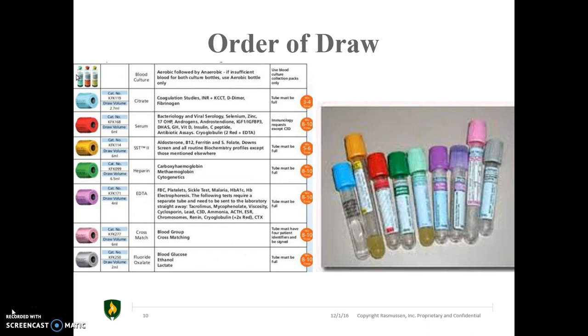When you're drawing by any method, it's extremely important to make sure you follow the order of draw. The reason is to prevent cross-contamination between tubes with the skin, bacteria, and other additives. As you can see here on the screen, this is the correct order of draw right here. The other one that can be replaced for blood culture tubes here at the top is an actual yellow top tube, and then everything else would be the same. Do not confuse yellow with this guy here. This is actually considered gold.